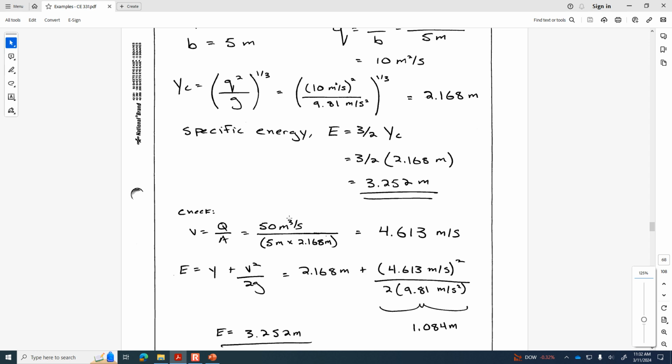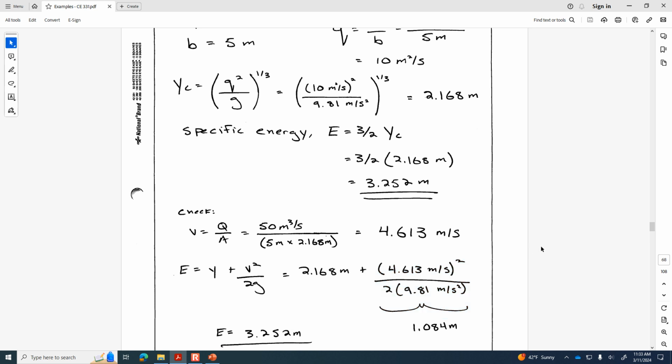50 cubic meters per second going through a channel that is 5 meters wide and the flow depth is this critical depth of 2.168 meters. So if that was the case, then your velocity would be 4.613 meters per second. And so the depth component of specific energy is 2.168. The velocity head is 1.084 meters. So collectively, those two components added together, it's the same 3.252 meters of specific energy.